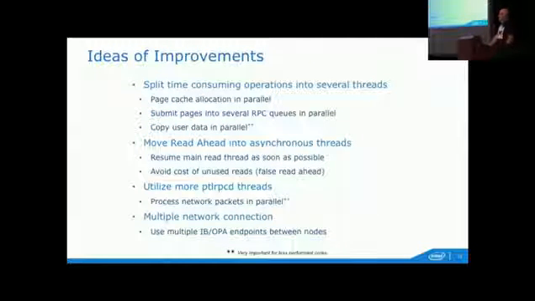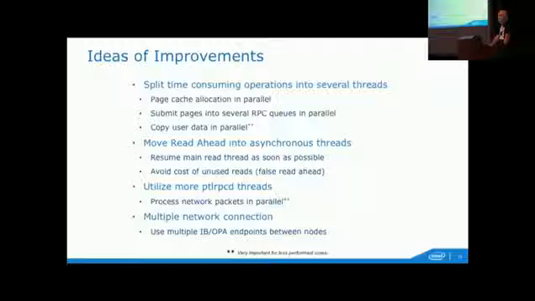So the idea is straightforward. First of all, we can try to split the time-consuming operations into several threads. This allows us to make page cache allocations in parallel, also submit pages into several RPCs in parallel, and copy user data also in parallel. The experiment shows that this is very important for the Xeon Phi system, just because the memory transfer operation on this system is terribly slow.